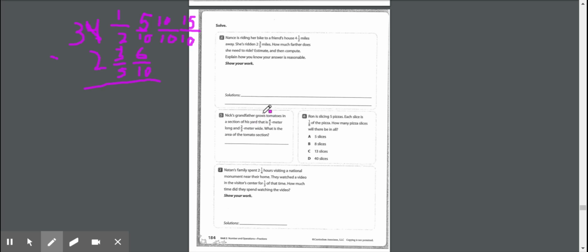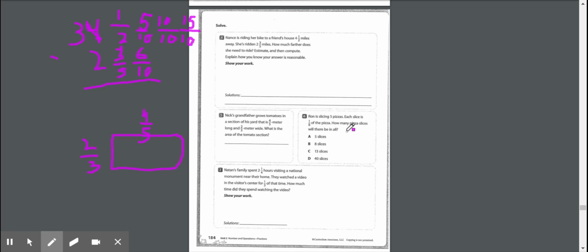For number 5, Nick's grandfather grows tomatoes in his yard that's 4/5 meters long and 2/3 meters wide. So here's the garden, and it's 4/5 long and 2/5 wide. I'm sorry, 2/3 wide. And I know that area equals length times width. So I'm going to multiply 2/3 times 4/5. Multiply the tops, multiply the bottoms, and then reduce.